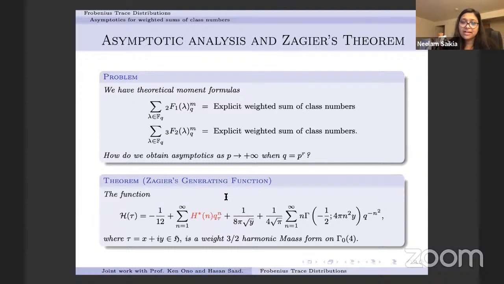Here comes the famous theorem of Zagier. What he proves is that if we consider this sum, which looks like the generating function of the class numbers, and this indefinite gamma integral, then if we consider these two sums, this function behaves like a 3/2 harmonic Maass form on gamma naught 4. And this Zagier function is very important in our work, because we are going to apply this function to compute the asymptotic formulas for these moments.